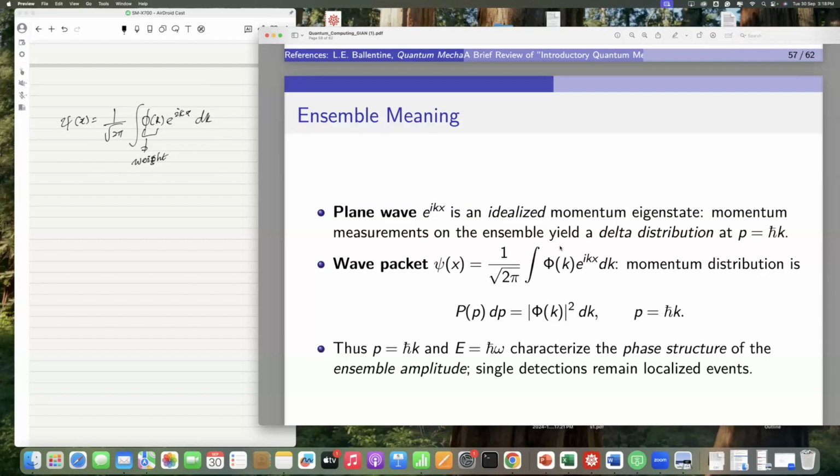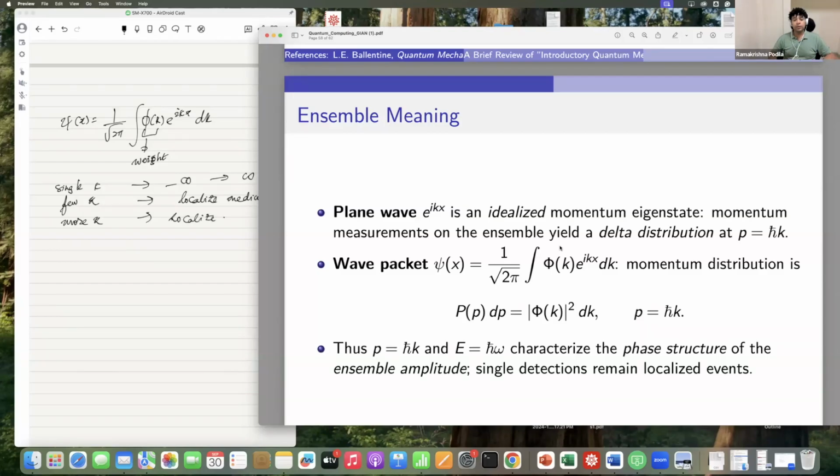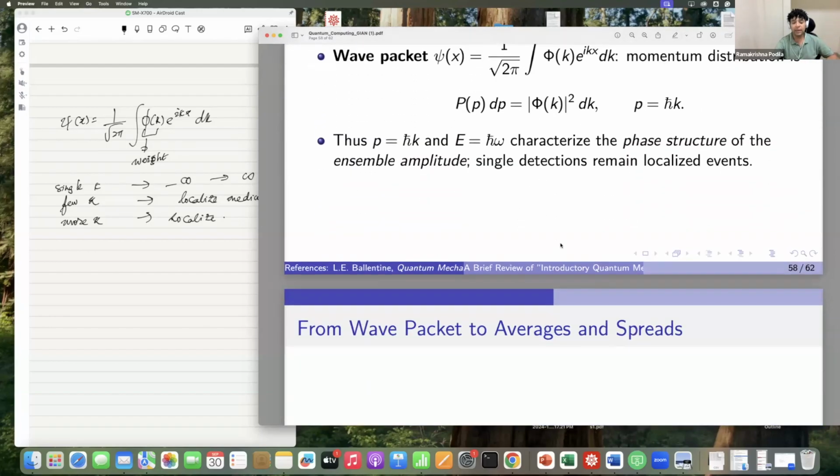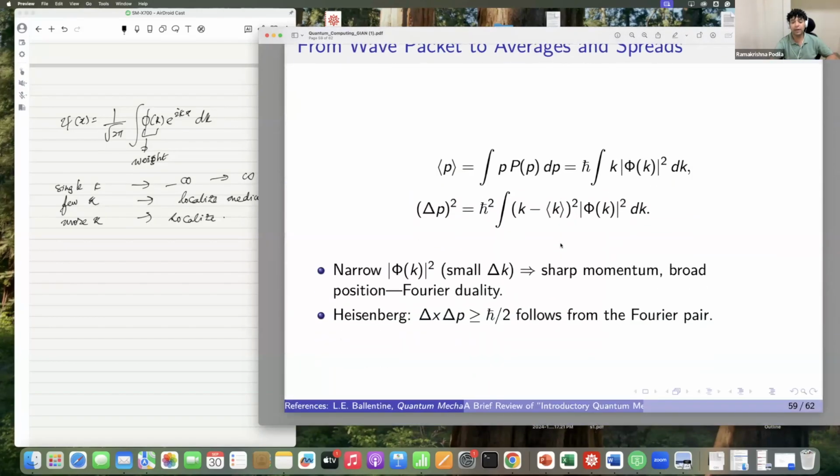If you have a single momentum, single k, then the particle is going from minus infinity to plus infinity, completely delocalized. If we have a few k, then we can localize the particle, let's say medium localization. And if we include more k, then I can completely localize it like the dot on the screen. So that's how we were able to build a wave packet that could explain the single detections. And then we talked about how the interference pattern emerges from that.